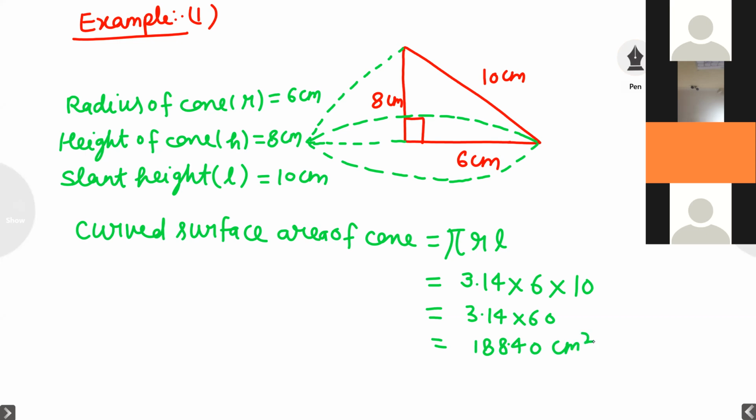Simple question, students. The only trick was that he has given that the triangle is revolved about the side 8 centimeter. I hope you are clear. Students, are you getting my point?